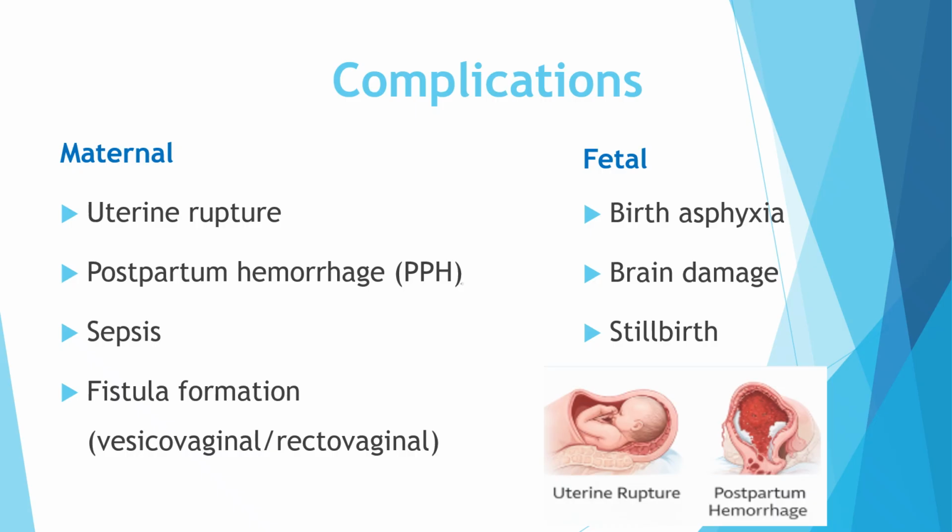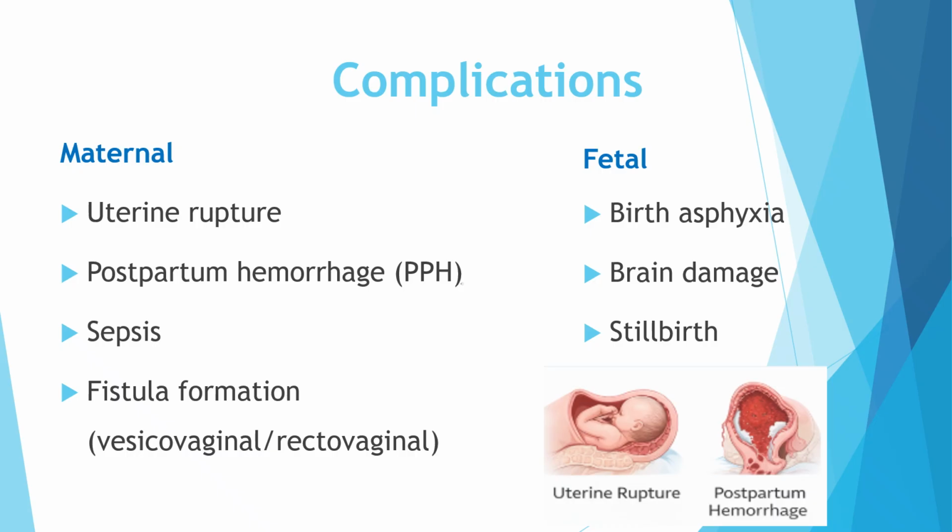Now let's understand the complications. If obstructed labor is not managed properly, it can be very dangerous for both the mother and the baby. For the mother, continuous pressure and strong contractions can cause the uterus to tear, which we call uterine rupture. She may also have heavy bleeding after delivery, known as postpartum hemorrhage.